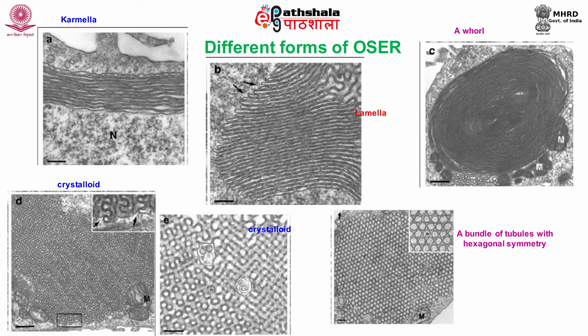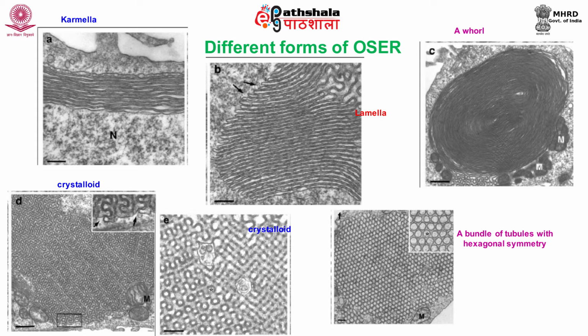If the stacks are arranged against nuclear envelope, they are called karmellae, which are observed in figure A. Here N indicates the nuclei. Also, at the distal side of the karmella is a forming cisterna that appears to be generated by the fusion of tubules. Figure B shows stacks of endoplasmic reticulum that are distributed elsewhere in cytoplasm but not against nuclear envelope, and they are called lamellae. The arrows indicate continuity with the cytosolic space.